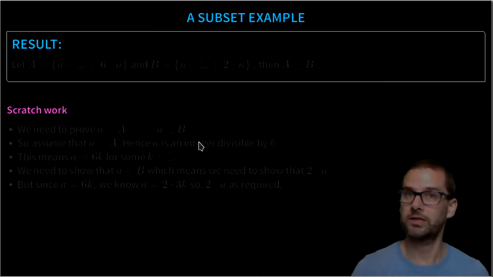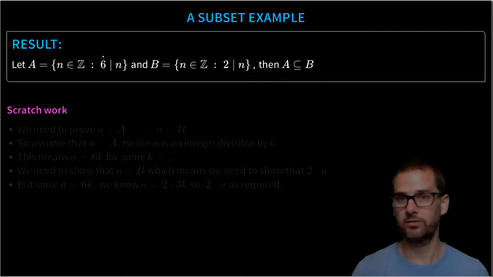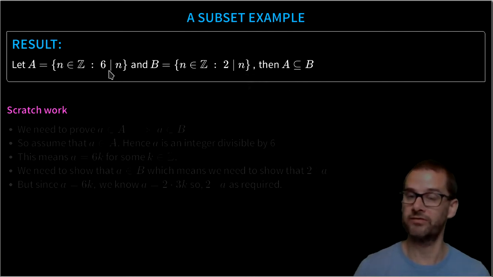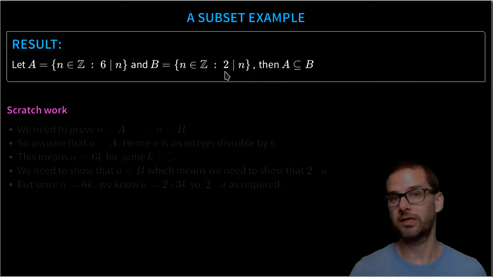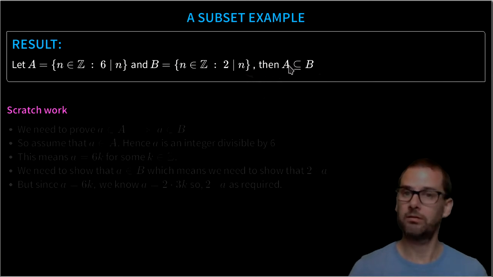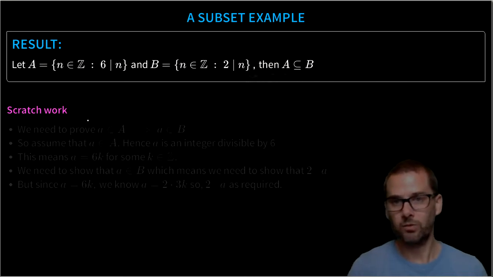Okay, so let's do a quick simple example, a nice little warm-up. A subset example. If we define two sets, let A be the set of integers that are divisible by 6 and B be the set of integers divisible by 2, well then the first set is a subset of the second set. So let's do a little bit of scratch work. What do we need to prove here?